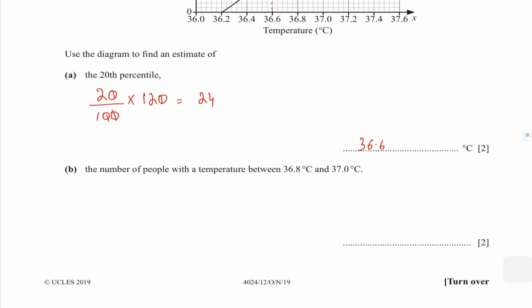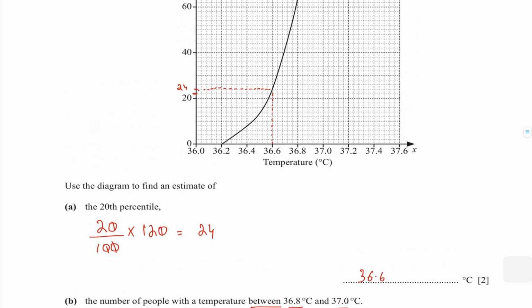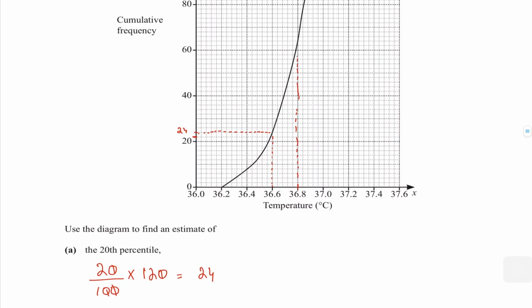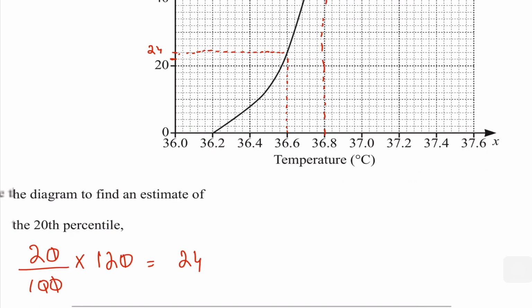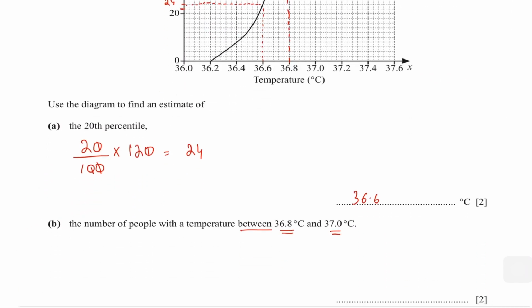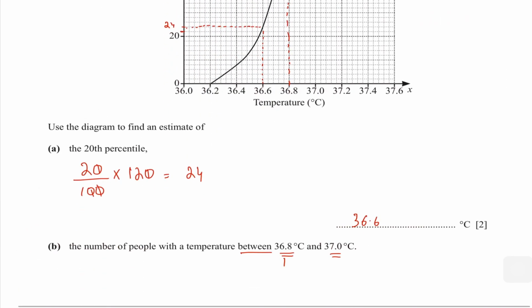Okay, so the next part says the number of people with a temperature between. Whenever you have between, this is what you do. You look at the two values, one of them is 36.8 and the other is 37.0. Here's 36.8. Let's see the corresponding value of 36.8, and let's zoom in a little. So this is approximately 60, 62, 64. So that means for 36.8, that is 64. Let's write that down.